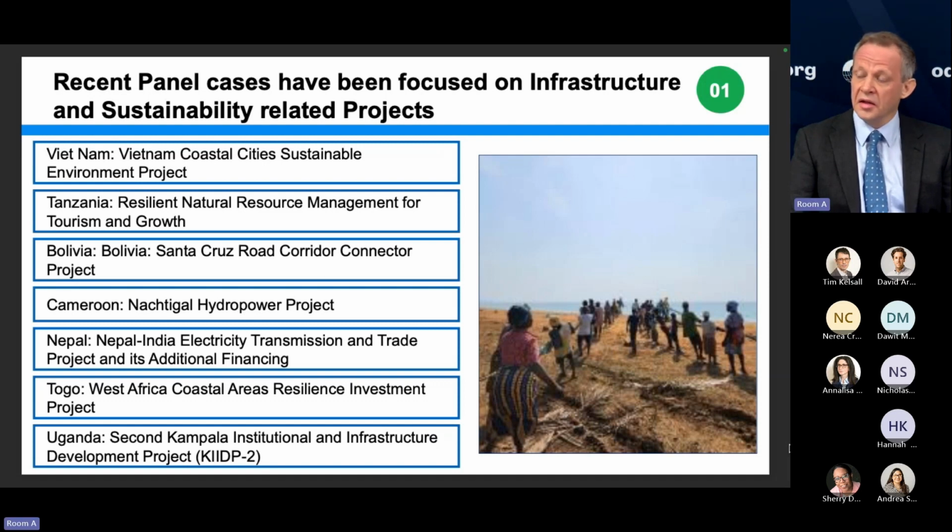And actually, just while I'm here, that picture is a picture of the coast in Togo. Does anybody know what that's a picture of? Do you know what they're doing?